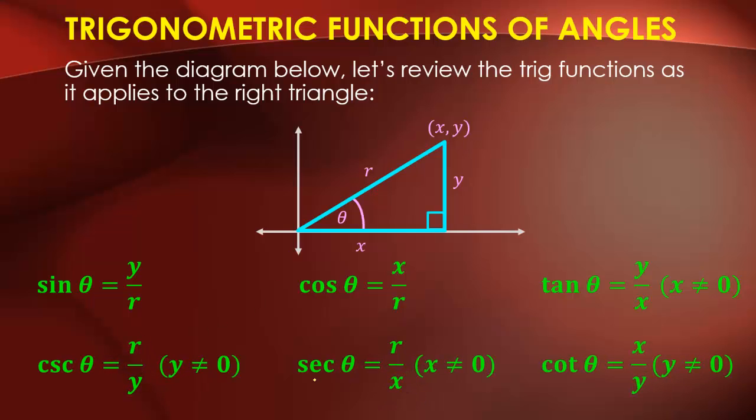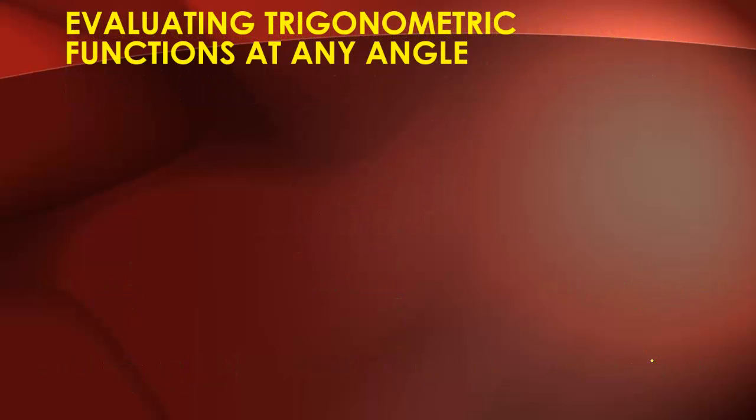And then we have our reciprocal identities. So basically everything flips. And don't forget about these restrictions. For tangent and secant, x cannot be 0. And for cosecant and cotangent, y cannot be 0. So again, this should be a refresher. You should already know this.